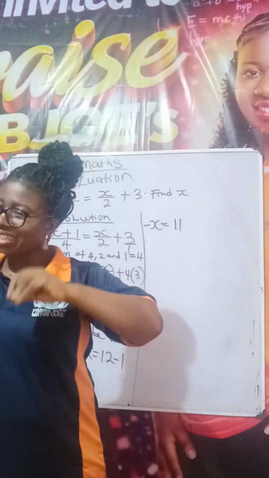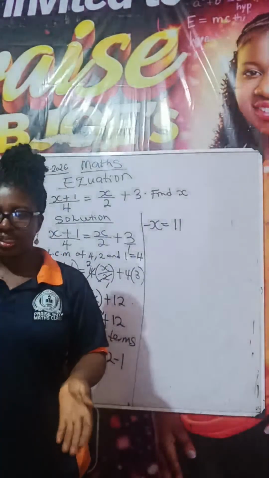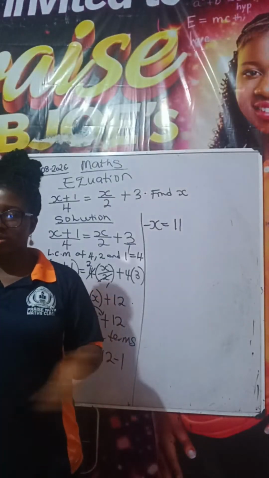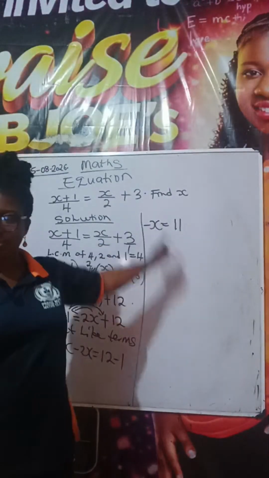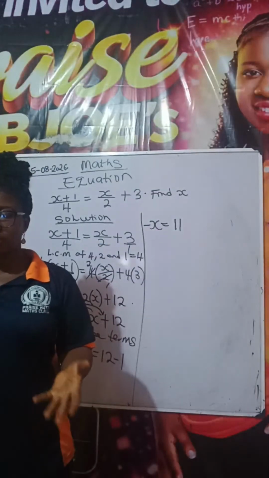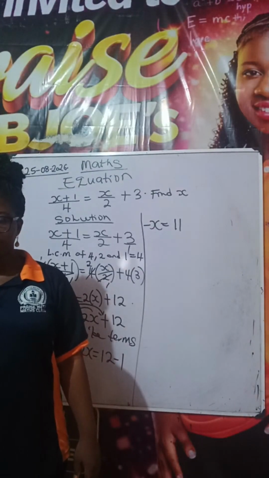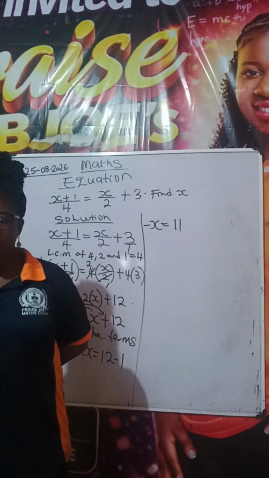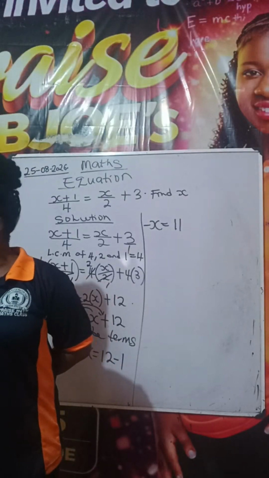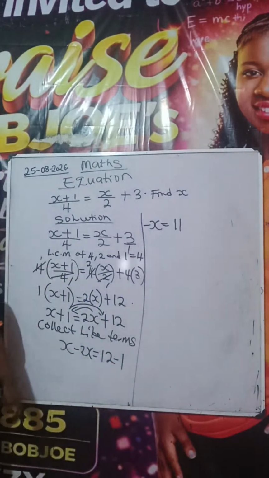Now, guys, are we going to leave this as the final answer? Because the x is carrying minus. So what we are looking for is x, not minus x. So I need to remove this minus here. How will I remove it? Like, how are we going to remove it? Anybody? How do we remove the minus?